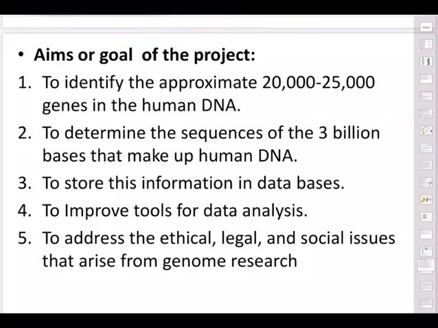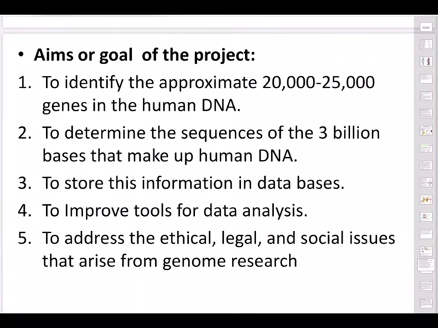Fourth, to improve tools for data analysis. So what is it that we get? Out of this, we get the data, and now we need to analyze the data so that we understand, if the data is like this, what are the genetic diseases that a human being gets. If the data is to be rectified, whether a genetic disease can be rectified; characters, traits, everything can be analyzed.